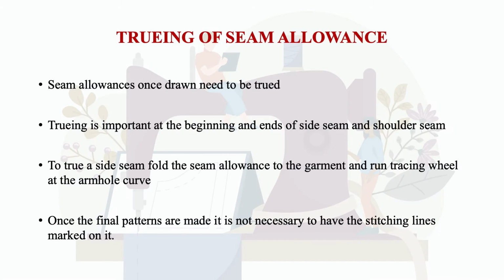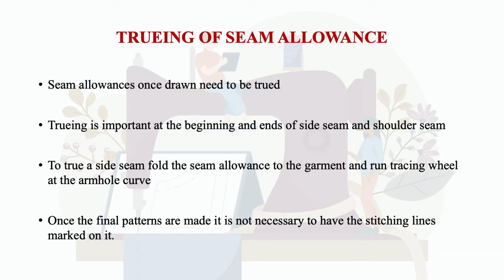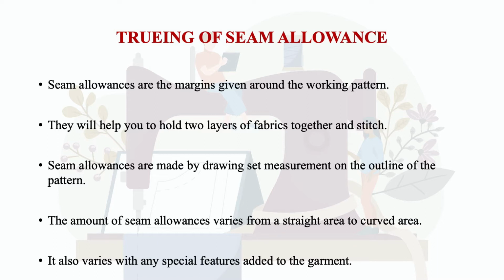To true a side seam, fold the seam allowance to the garment and run the tracing wheel along the armhole curve. We use the tracing wheel to true the seam lines. Once the final pattern is made, it is not necessary to have the stitching line marked on it. Moreover, in production it is not possible to mark seam lines on all the layers of the cutting.